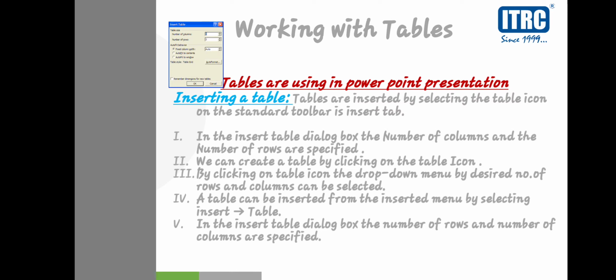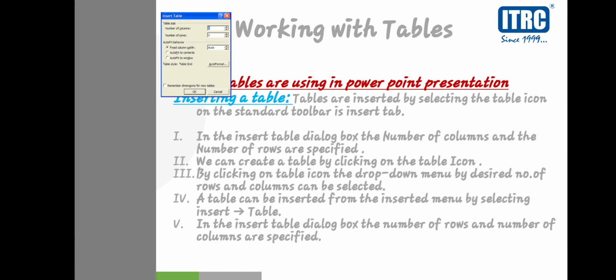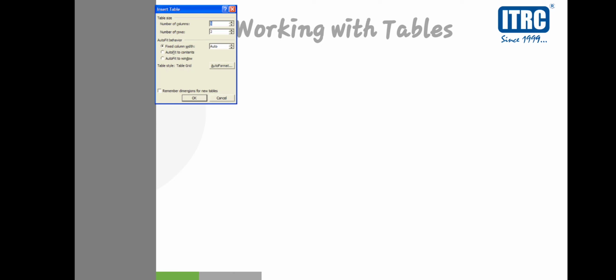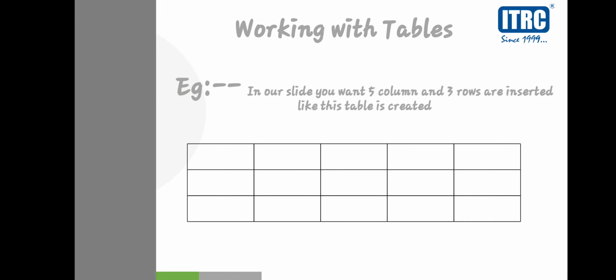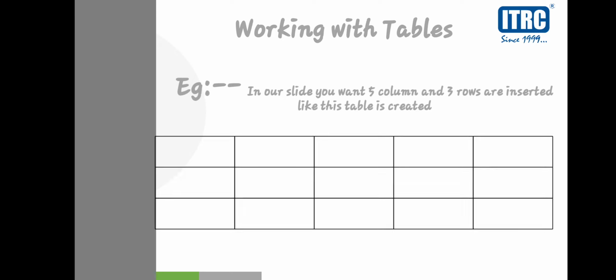Here, the icon is there. Rows and columns title box appears. By clicking on the table icon, in the drop down menu the desired number of rows and columns can be selected. A table can also be inserted from the Insert menu by selecting insert table. In the insert table dialog box, the number of rows and columns are specified. For example, in our slide if you want 5 columns and 3 rows, like this the table is created. Rows and columns.